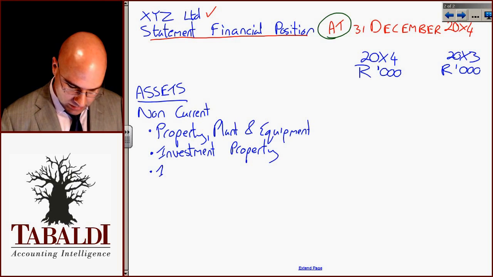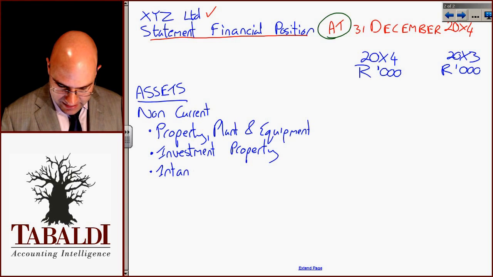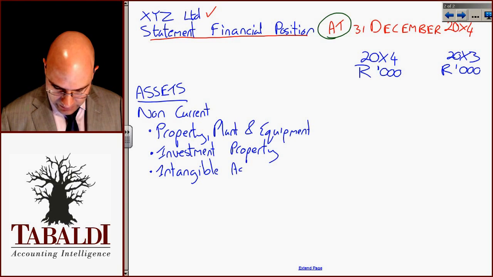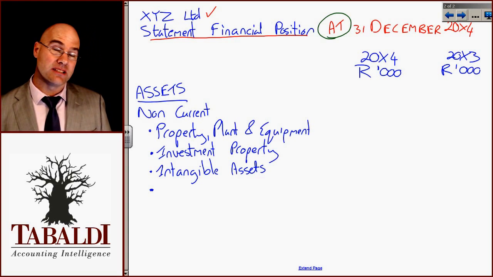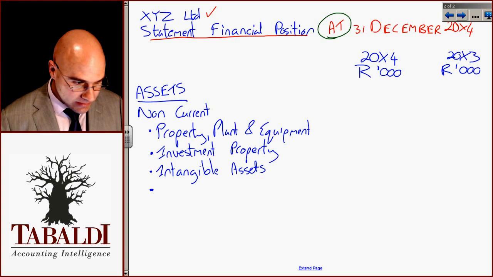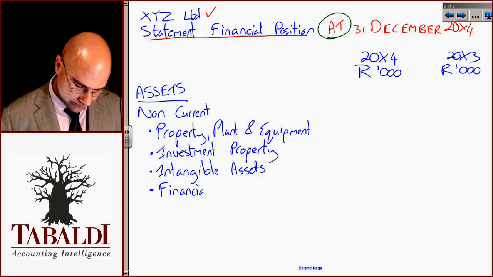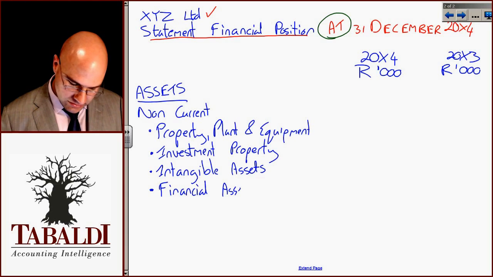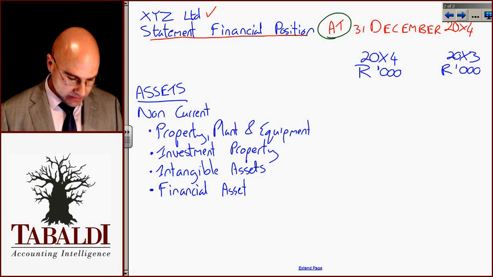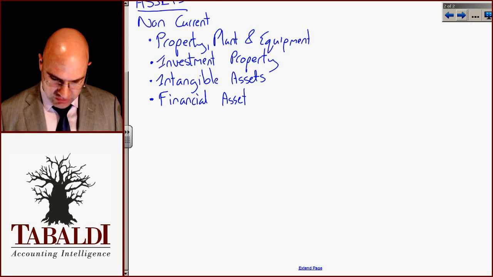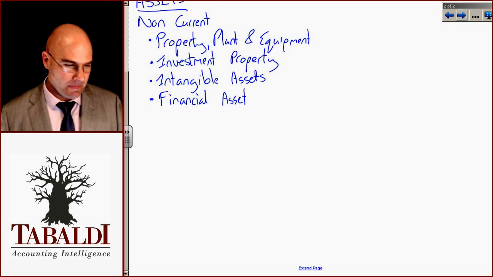Then we must have intangible assets. Now, intangible assets are exactly what the name means. It's assets which you can't touch or feel, and this might be copyrights or licenses. Then we'll deal with something which we're going to touch in Study Unit 1B, but that is the financial assets. Okay, so that is all of our non-current assets that you need to put in. One or two other ones will creep in as your studies go on, but this is what you'll need.